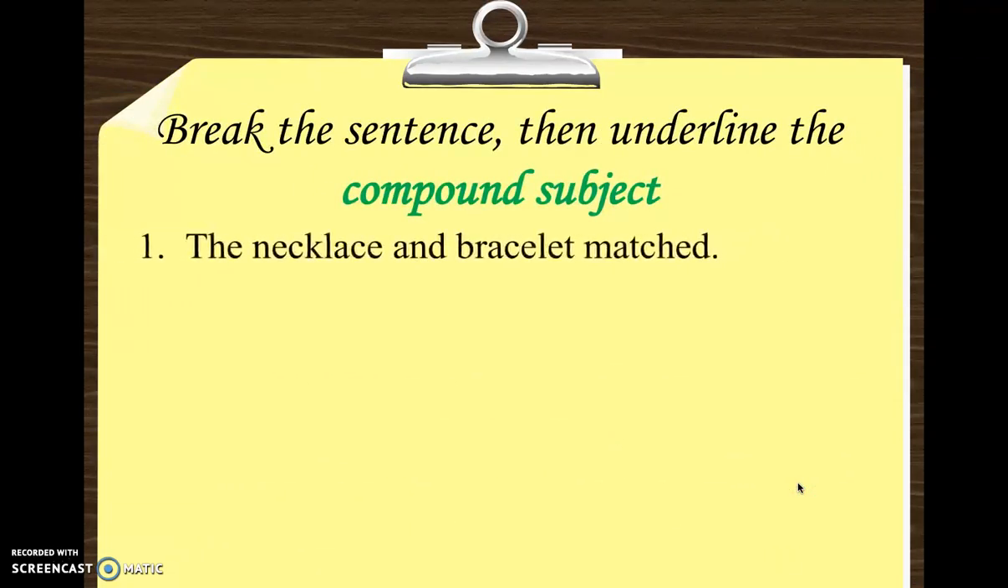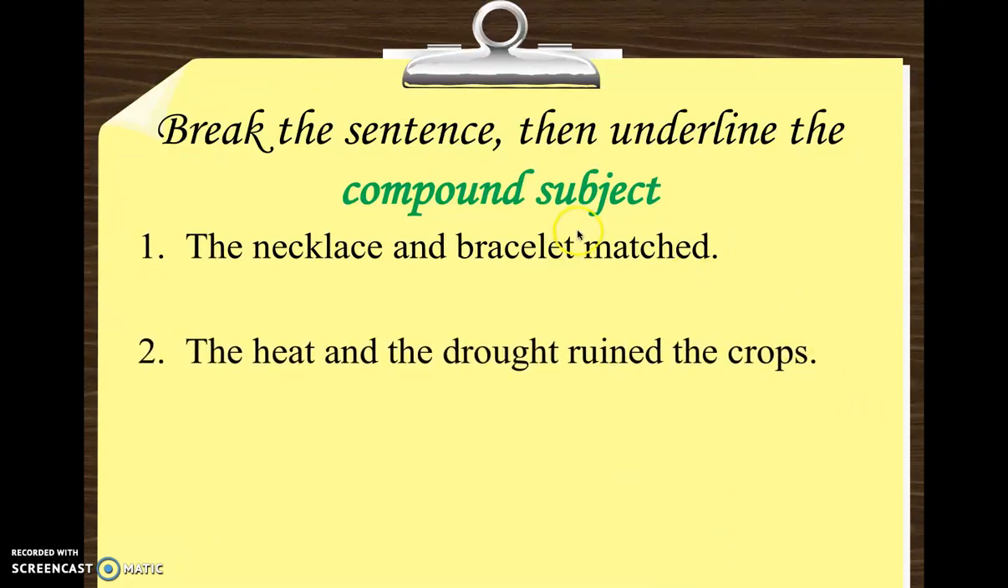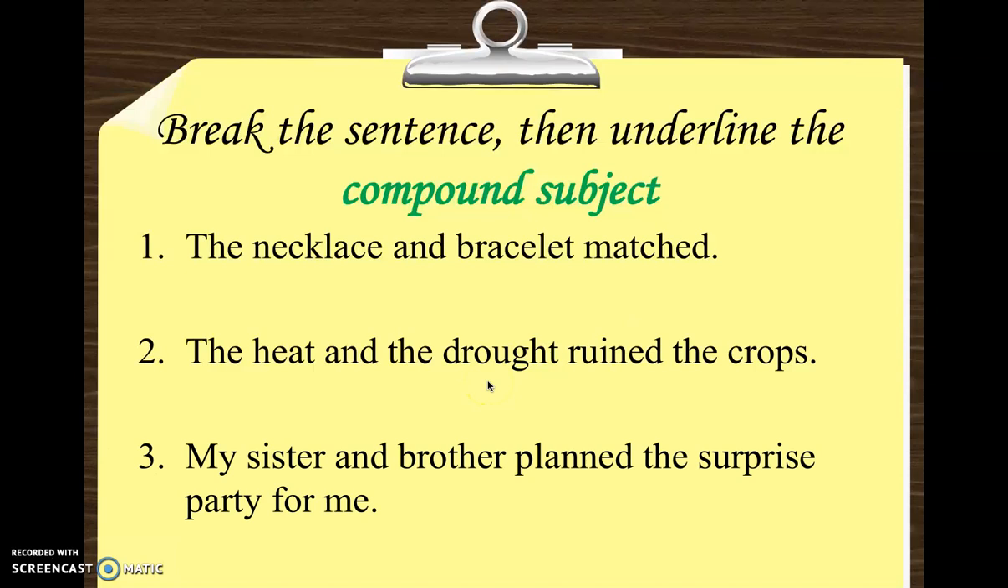And so if you break the sentence, then underline the compound subject here. The necklace and bracelet matched. Here's where my break would go, because matched is my verb, and bracelet and necklace are the things that match, so those are my compound subjects. The necklace and bracelet is the complete subject. The heat and the drought ruined the crops. Here's my verb, so my break would go right there. Heat and drought are my compound subjects. And my sister and brother planned the surprise party for me. Planned is my verb, so I would break it right there. Sister and brother are my compound subject.